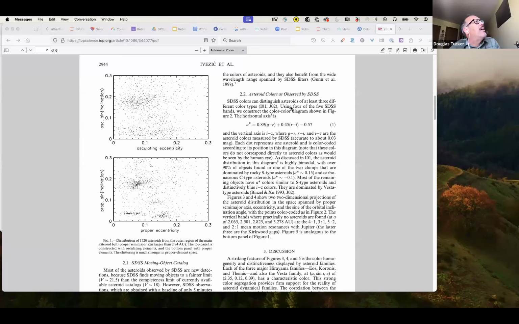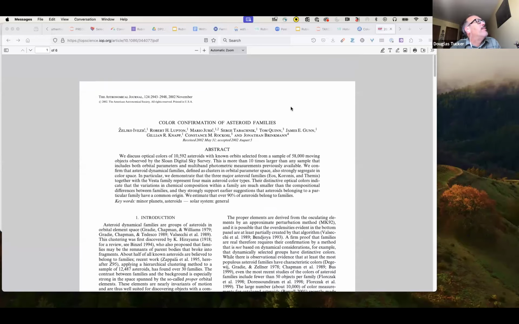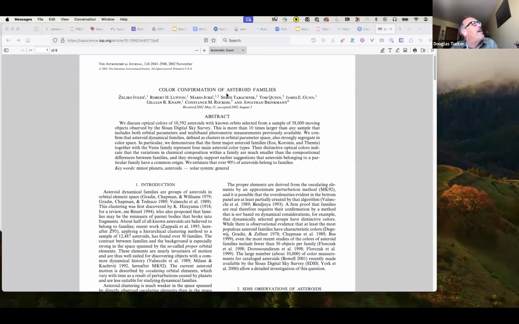I think I know what paper you're talking about. Maybe it's even 2001, I think. Yeah, it's kind of a classic, or to me at least, as a non-expert. Yeah, I'm not an expert either. But yeah, the paper is Color Confirmation of Asteroid Families by Ivezic, Lupton, Juric, and others.